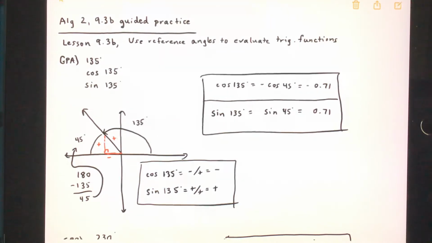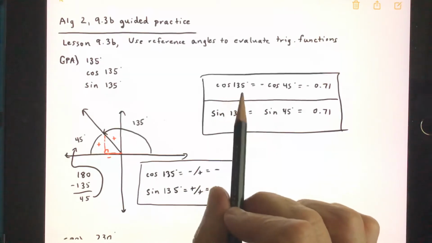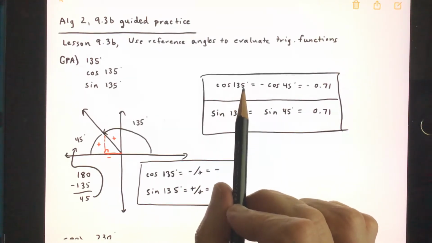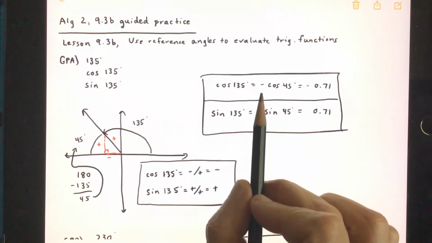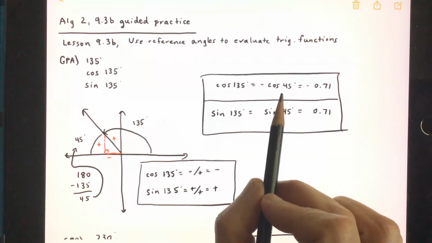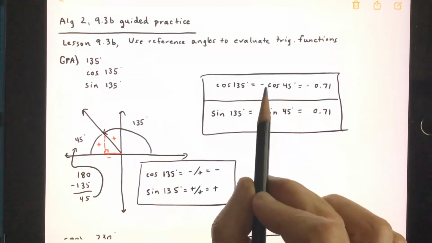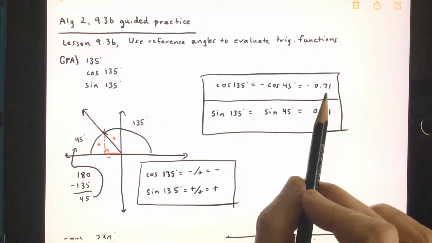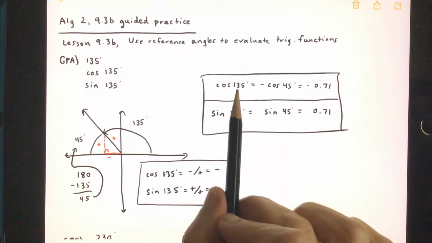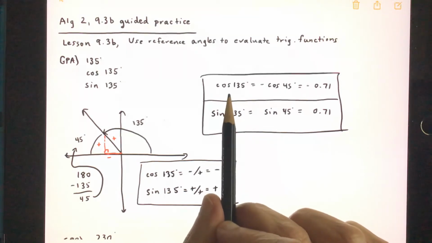Okay, so now what we're going to do is take our cosine of 135 degrees and rewrite it with its reference angle. The reference angle will be negative to start with because we've already established the cosine of 135 degrees is a negative number. And then we're going to find the value of that reference angle. So it'll be the opposite of whatever this reference angle is. And when you plug in to your calculator negative cosine of 45 degrees, you'll get negative 0.71. You'll also get the same value if you plug in cosine of 135 degrees.